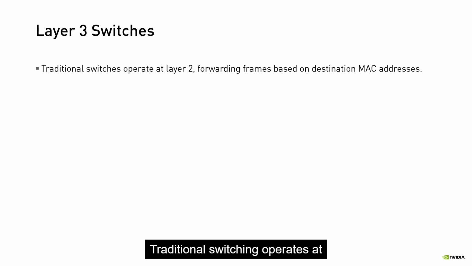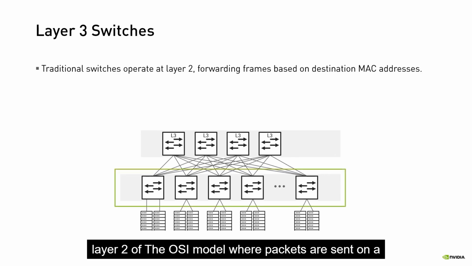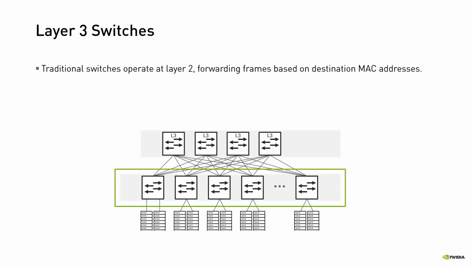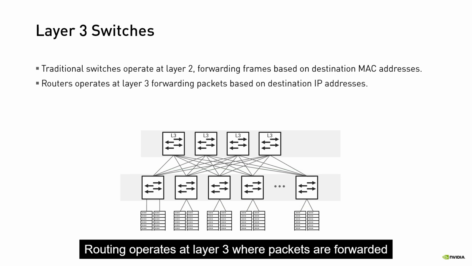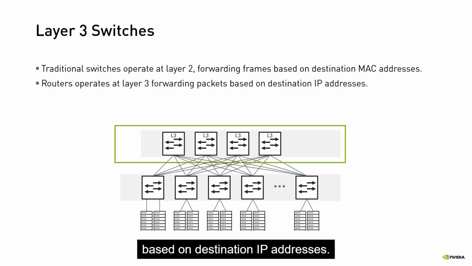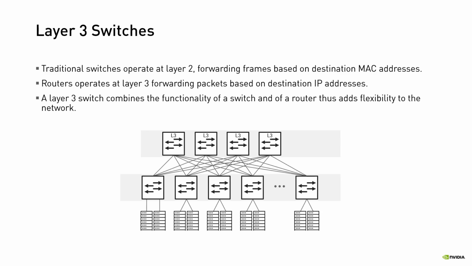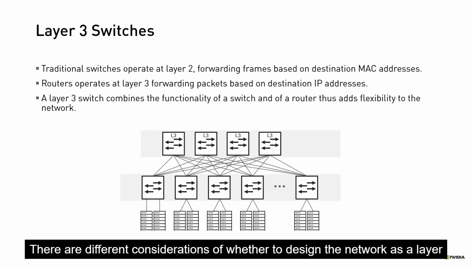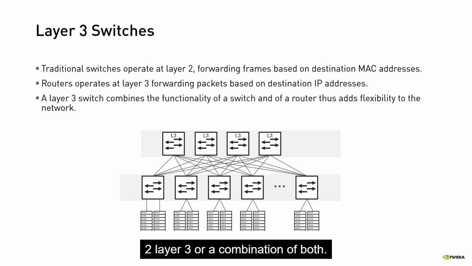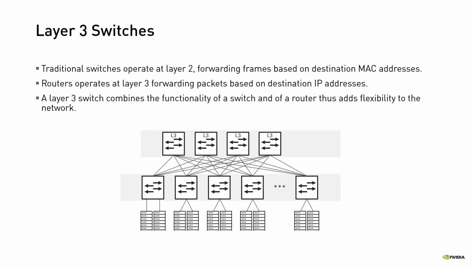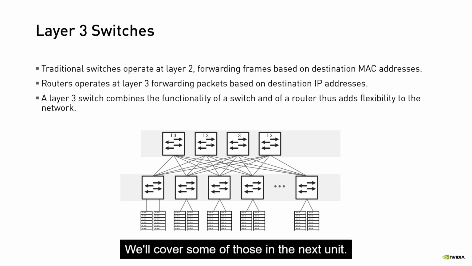Traditional switching operates at layer 2 of the OSI model, where packets are sent on a specific switch port based on destination MAC addresses. Routing operates at layer 3, where packets are forwarded based on destination IP addresses. Often referred to as a multi-layer switch, a layer 3 switch combines the functionality of a switch and a router, thus adds flexibility to the network. There are different considerations of whether to design the network as a layer 2, layer 3, or a combination of both. We'll cover some of those in the next unit.